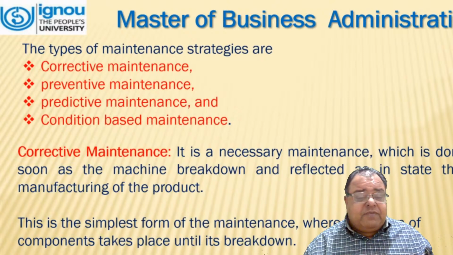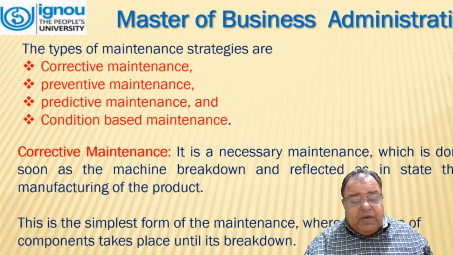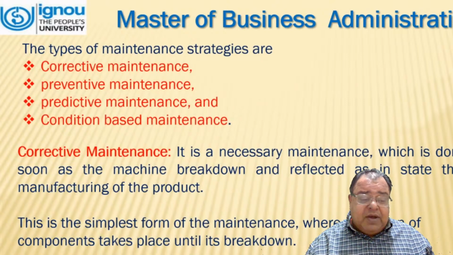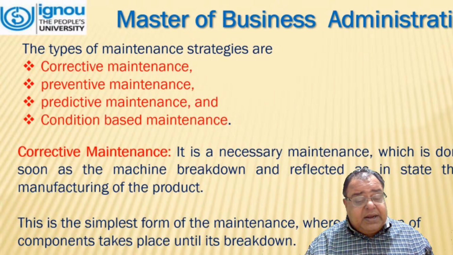This is the simplest form of maintenance, where utilization of components takes place until its breakdown. This strategy covers the activities which involve the replacement of the defective component or repairing of the equipment.